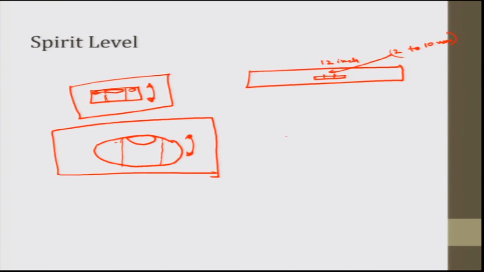So the larger the radius, the more easily the bubble can move and react to smaller movements, meaning more sensitivity. You can take this as a reference to the cylinders. If this is a center point and this is a circle here, and this is another circle, then the larger the radius, the more sensitive the spirit level.